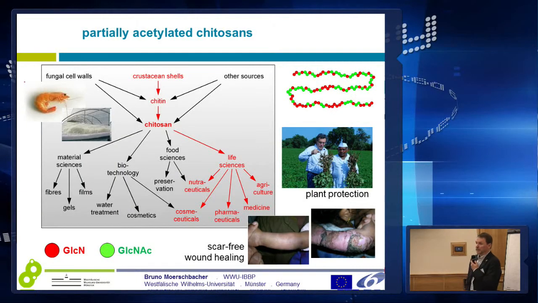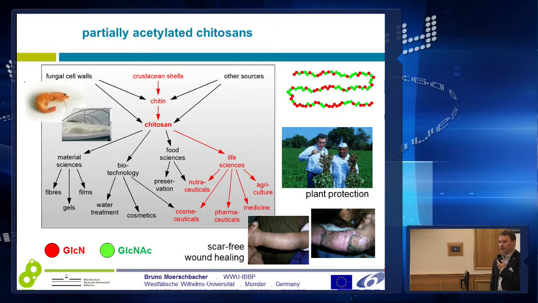We're interested in chitosans, polysaccharides and oligosaccharides which can be derived from chitin, one of the most abundant biopolymers on Earth. Chitosans are typically generated from chitin, which is extracted from shrimp or crab shells. This chitosan can be used in many different applications, in the material sciences and biotechnology. But what is most interesting to us are applications in life sciences.